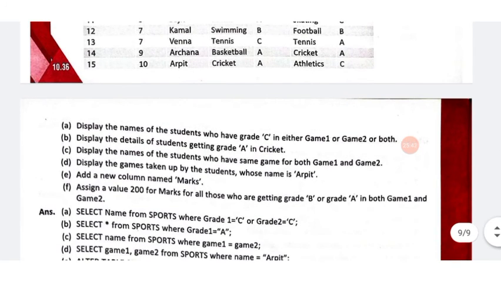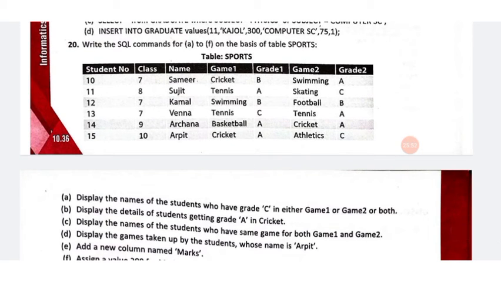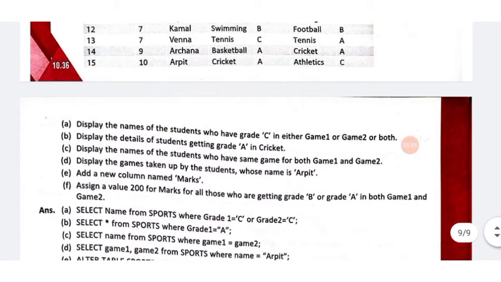For both the games, if it is the same game, then how will we compare? From the columns, the values should be the same, that is game 1 equal to game 2. So how will we write? Select name from sports where game 1 is equal to game 2.